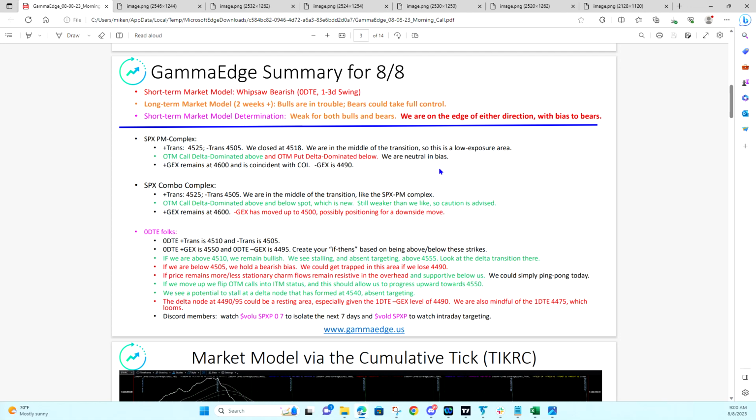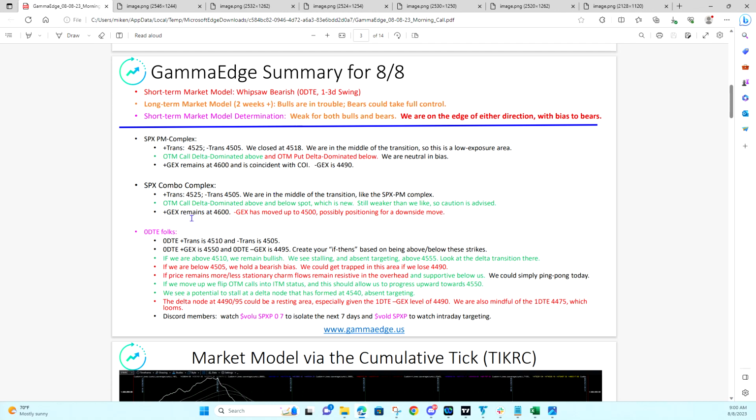We'll start with the GammaEdge summary here that's been posted in the PBI BMO section. It's a PDF here, so make sure you flip through this. Commentary here, make sure you're understanding the levels and how we're looking for the complex today. PM complex, we've labeled out the levels here. 4,500, 4,600 remain pretty much important levels. 4,490 we've noted as negative GEX here.